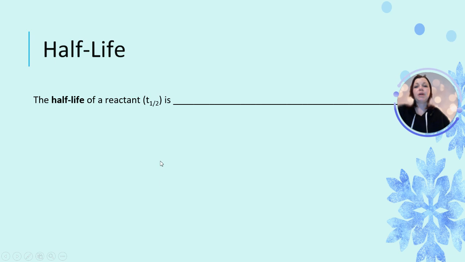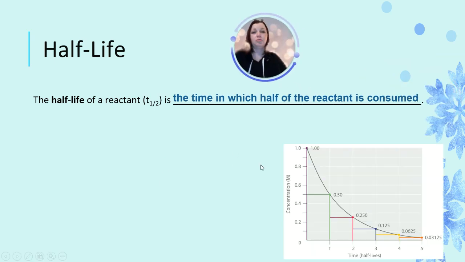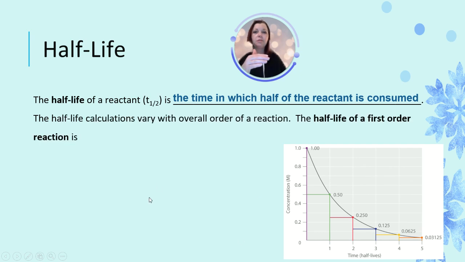Okay, so the half-life of a reactant is the time in which half of the reactant is consumed. So it looks like this. After one half-life, you've decreased by half. After a second half-life, you've gone down to 0.25. After a third half-life, you've gone down to 0.125, and so on and so forth. Every time you go through a half-life, then half of that reactant is consumed.